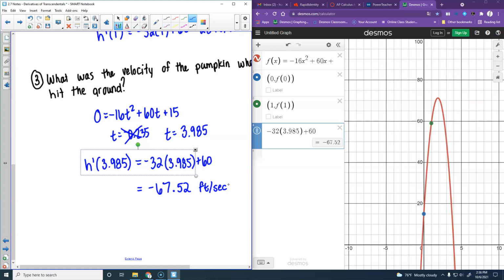So this could be used for something like if you knew that you were launching a pumpkin and it was going to hit somebody in the head and you wanted to know how fast it was going when it hit them in the head to see if it would knock them out or cause major brain damage. You could calculate this experiment before you actually tried it. Yeah. It goes 70 feet in the air, so it's going to be going pretty fast by the time it comes back down.